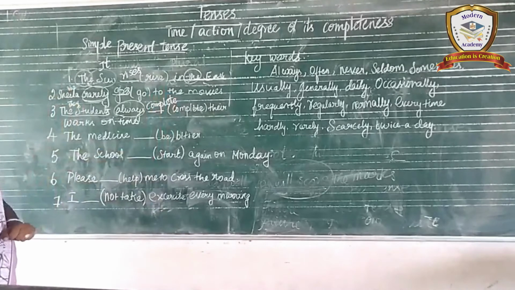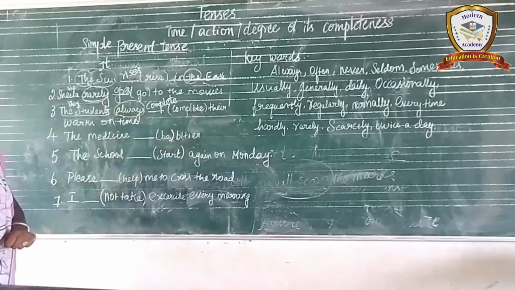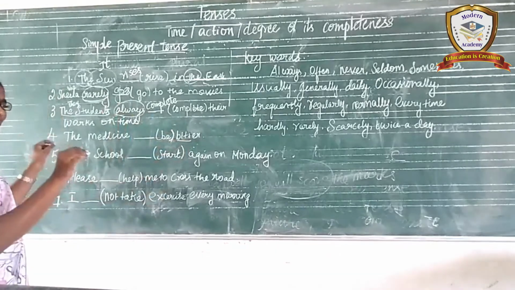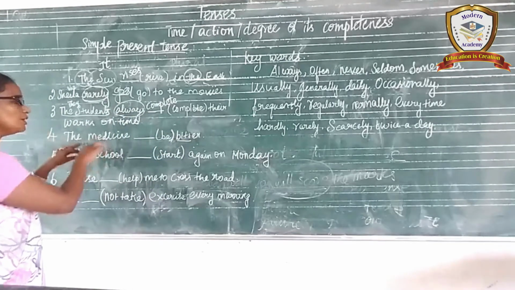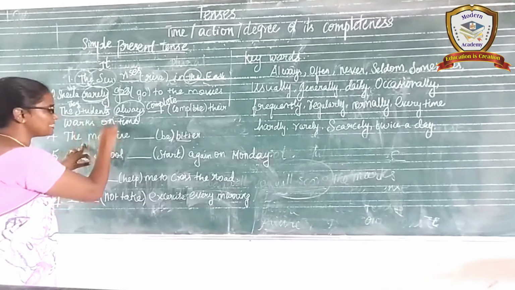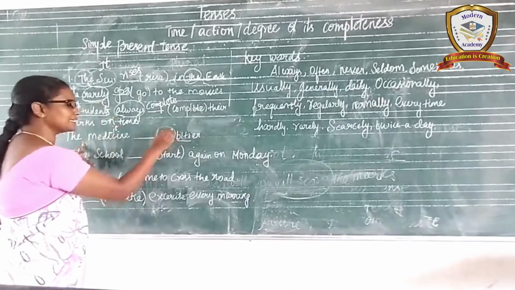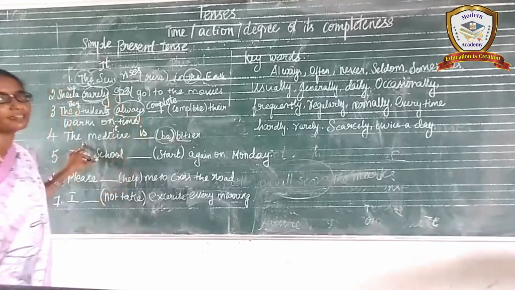And the next one: the medicine dash bitter. What is the verb in the sentence? Be. Bitter. Understand? There is no clue word, but the sentence indicates a fact, a general concept, you know. So what do you want to write as the answer? Instead of "medicine", we write the subject pronoun "it", followed by the present tense be form verb "is".